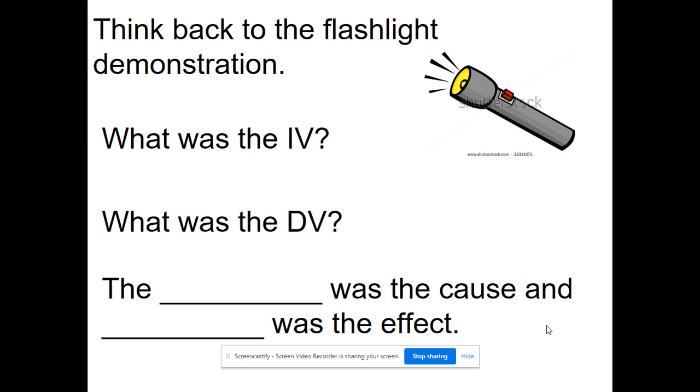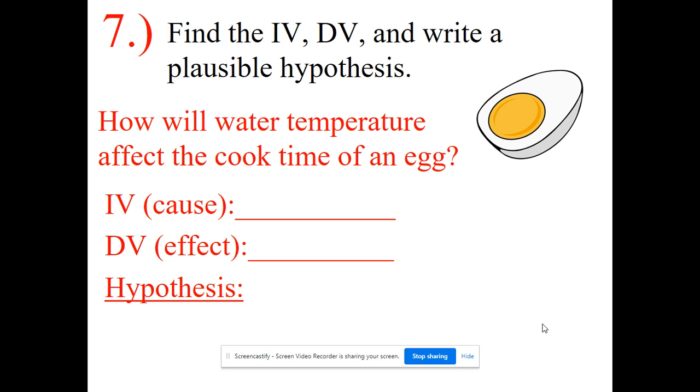If we go back to our flashlight experiment, what was the cause of the change? What did we change directly? That's the independent variable. And what we changed directly, what was the cause of the change, was the batteries. And what did the batteries have an effect on? They had an effect on the lighting of the bulb, so whether or not the flashlight worked. So our independent variable was the batteries. They were the cause of the change, and the dependent variable was the lighting of the flashlight. That was the effect.